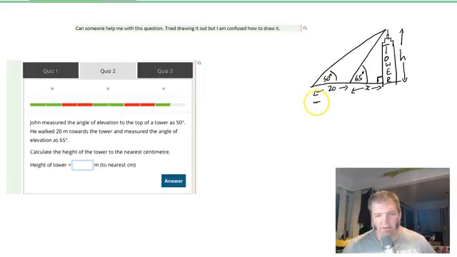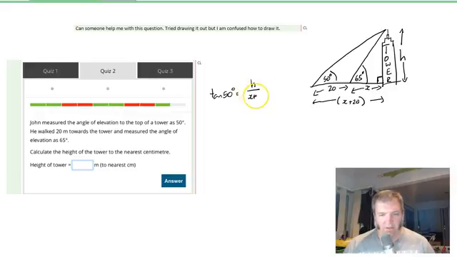This entire distance across the bottom here is now going to be x plus 20, isn't it? You can see we've got the x distance plus another 20. That will be x plus 20 to the tower. So that's where they start off. So initially, and then we've got the opposite and the adjacent side. So the tan of 50 degrees, opposite side is the height, and the adjacent side is x plus 20. There's my first equation.